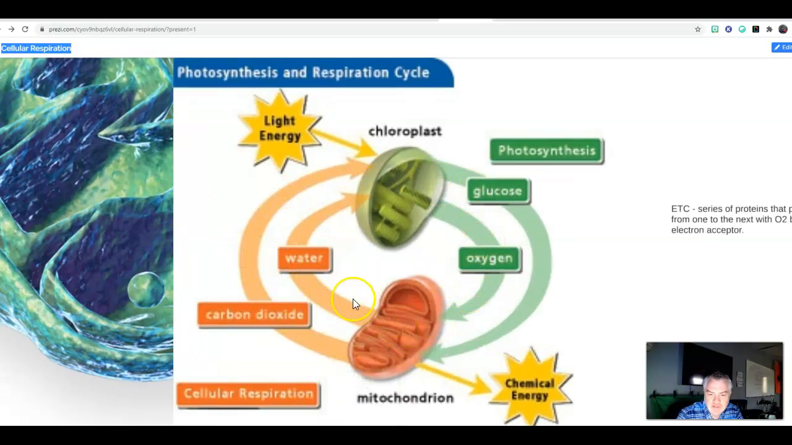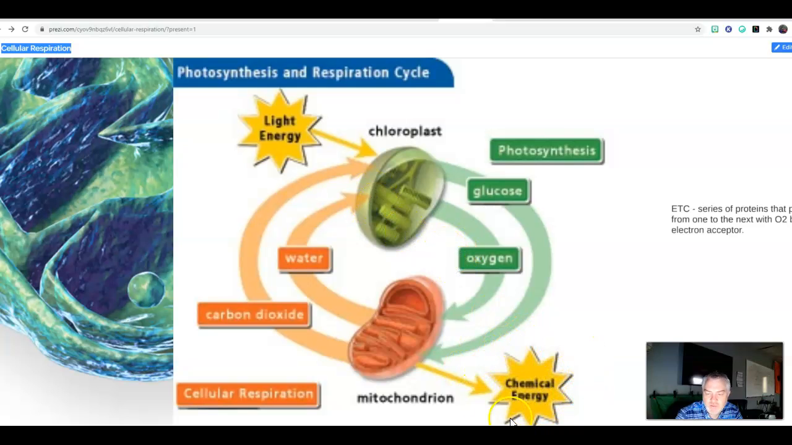But this is a little picture that we looked at at the beginning of the year that shows, in cellular respiration here, we take in glucose and oxygen. But remember, glucose can be any type of food that we eat. We're just representing it by glucose. We take in the glucose and oxygen, and we make energy for ourselves. And we give off carbon dioxide and water as kind of a byproduct that the plants use.